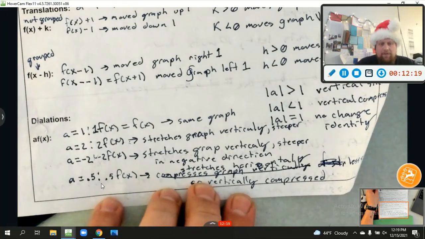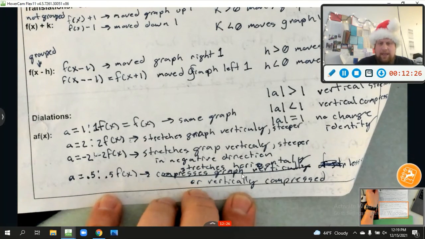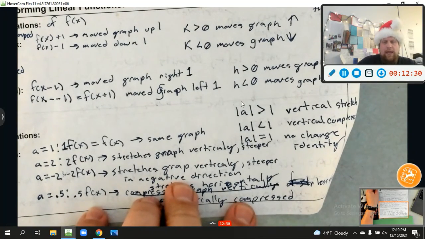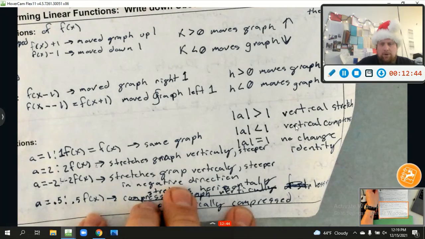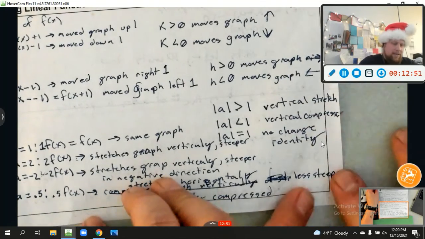What if it's 0.5? Well, 0.5 times f of x actually stretches horizontally instead of vertically. It's less steep, and that's called vertical compression. And I wrote it down here where it's absolute value of a. So in other words, we're just talking about positive values of a. If it's greater than 1, it's going to be a vertical stretch. If it's less than 1, it's going to be a vertical compression. Another way of saying that is horizontal compression or horizontal stretch, right? If the absolute value of a equals 1, no change, that's called the identity.